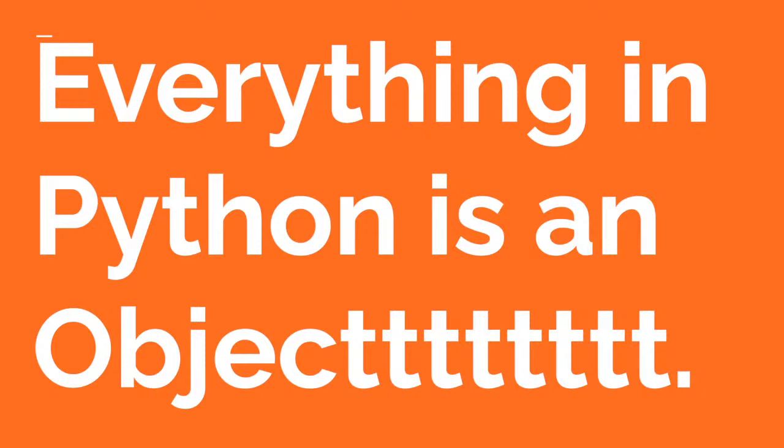Now, what is an object? Don't worry about it, I will explain everything. Just remember one thing: everything in Python is an object. Simple as that. That's what the whole of Python is. If you understand this, you will understand the whole programming language.